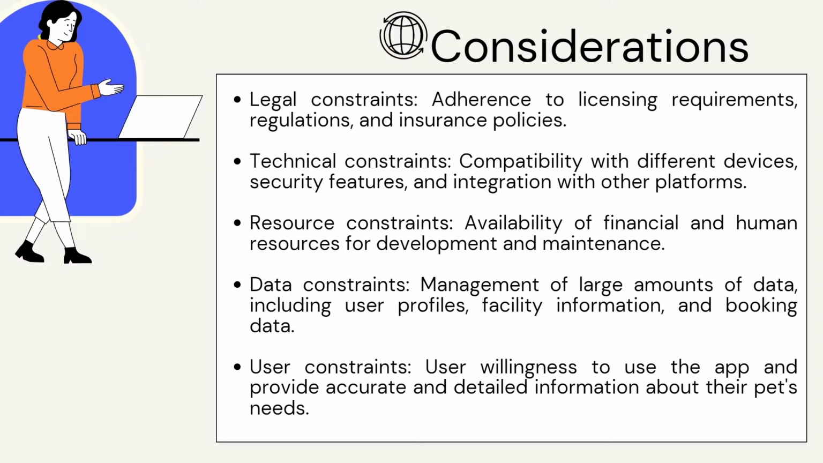The considerations that I took were, first, legal considerations: adherence to licensing requirements, regulations, and insurance policies. The second one was technical constraints: compatibility with different devices, security features, and integration with other platforms. The third one is resource constraints: the availability of financial and human resources for development and maintenance. The fourth one is data constraints: management of large amounts of data, including user profiles, booking data, facility information, etc. The fifth one was user constraints: the user should be willing to use the app and provide accurate and detailed information about their pet's needs.